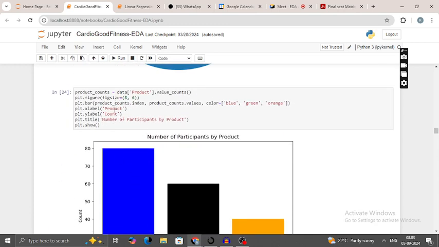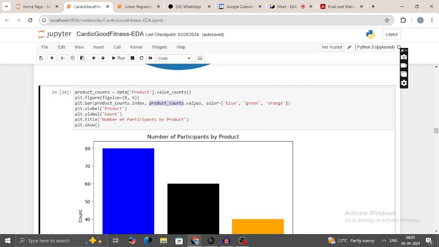Same values, same product versus count. X axis product, y axis number of counts. I am going to take it. Okay, for that you have to define the value counts. How much in that product, how much value counts are there, that you should define. This product counts I am passing here. Dot values, color whatever you want.